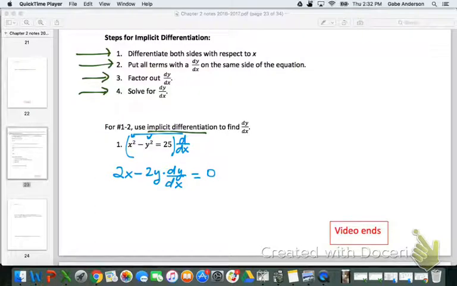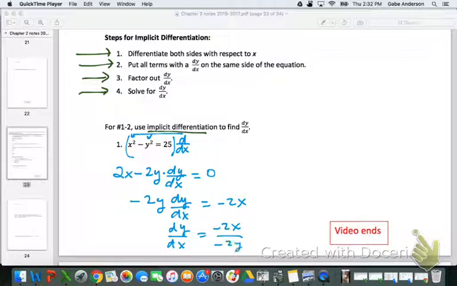All right, so our final step here is going to be to solve for dy dx. So to do that, I need to subtract the 2x over, so it's going to be negative 2y dy dx is equal to negative 2x. And then, of course, divide by negative 2y. So dy dx would equal negative 2x over negative 2y, which is just equal to x over y.